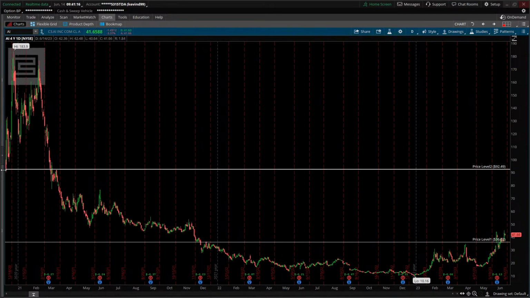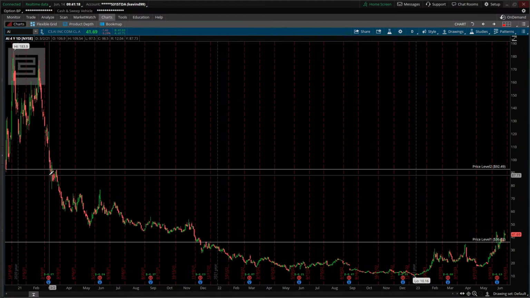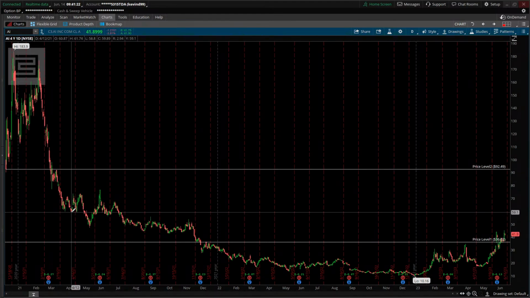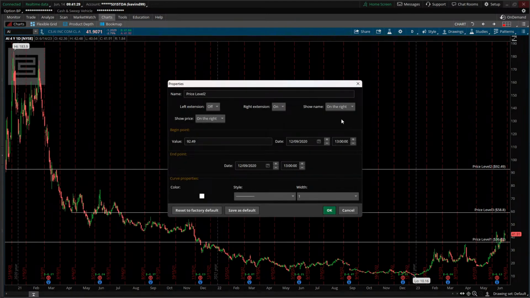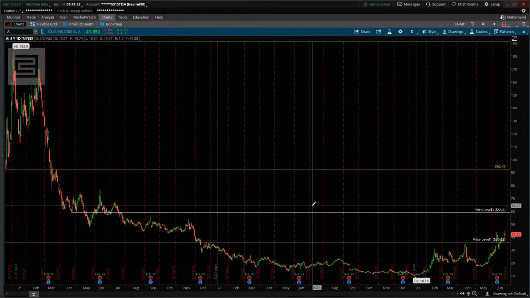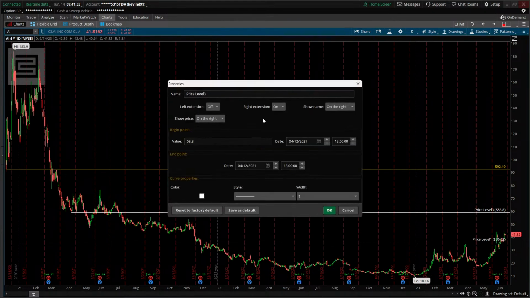Another key level right here. This was sort of a bottom, and it held. Then we used it as a resistance. I like this key level a lot. 58.80. Edit. Turn these off. Turn these gold. Independently looking at exactly the same time frame, man. Great minds.